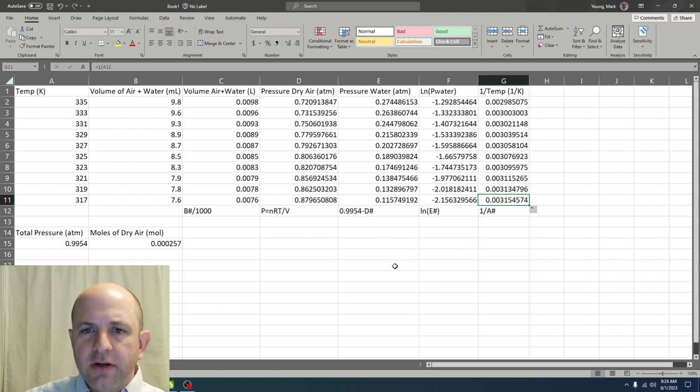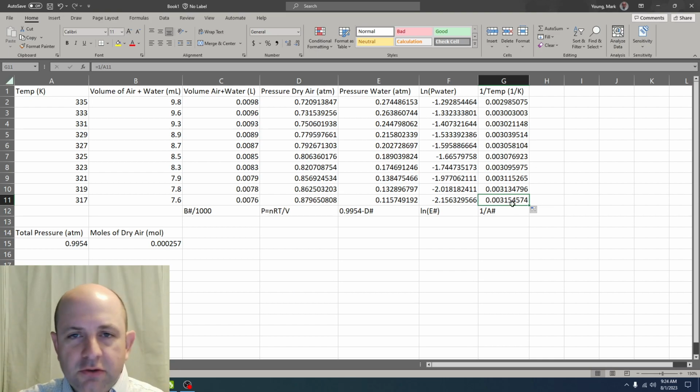So you see a little bit of extra data manipulation. We get lots of numbers without having to use our calculator once.